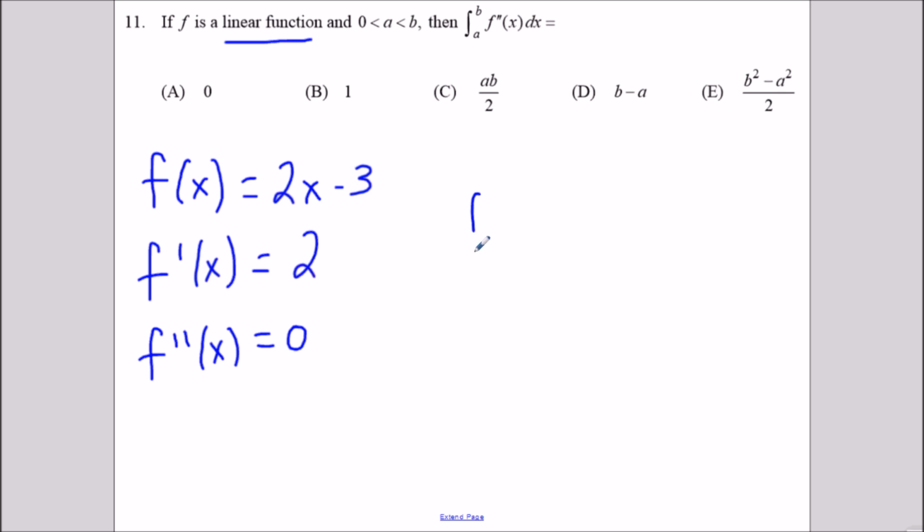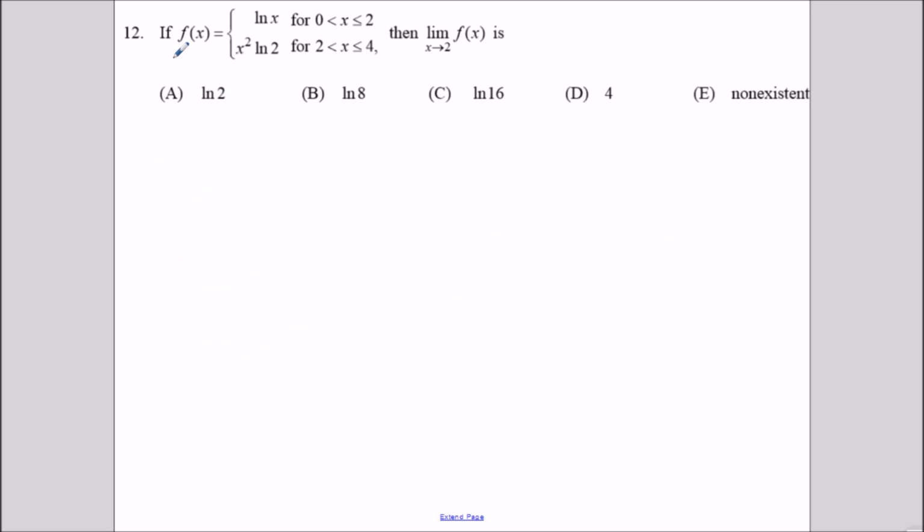So if we want to find the integral from a to b of f double prime, which is 0, well, the integral of 0 is just 0, and that gives us choice A. So plug in something, save yourself a lot of time.